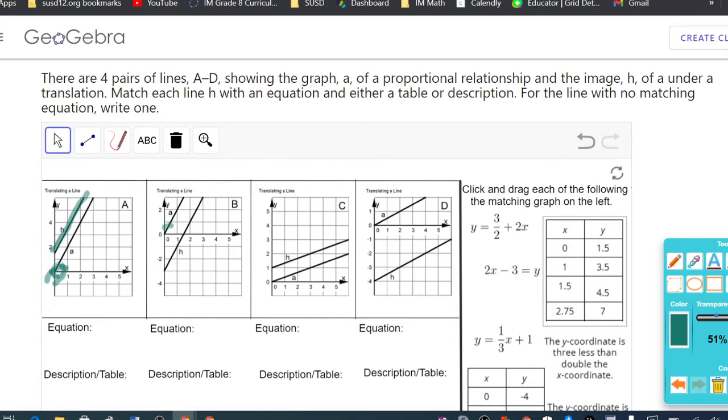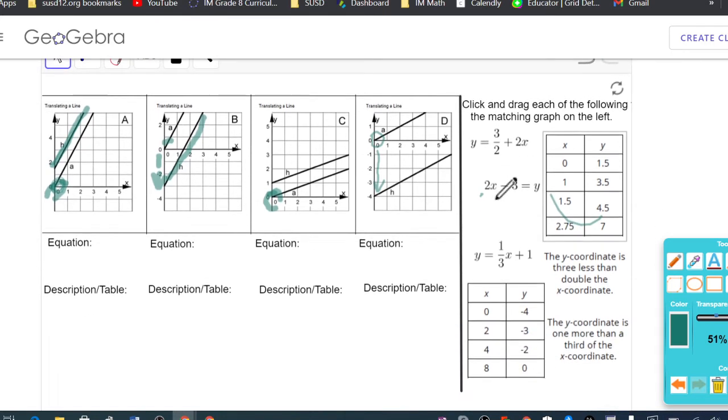This line here starts at the origin, and this line here is a translation of that line down, looks like 3 units. This line here starts at the origin, 0, 0, and is translated up 1 unit. And the last line at the origin here, and its translation is down 4 units. So we need to find the equations here for those lines and find the table of data points or the description and match them. So let's go for it.